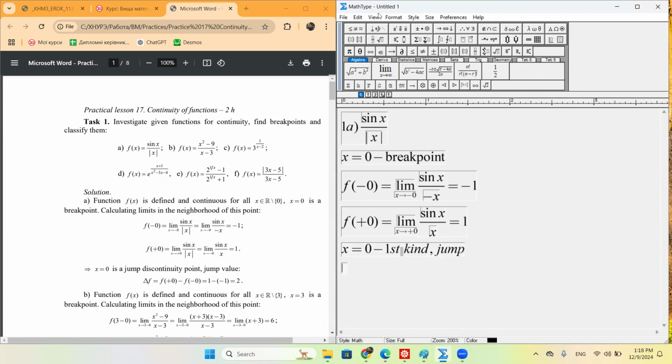And also we need to calculate this jump value. Basically, we subtract the value on the left from the value on the right. So f of plus 0 minus f of minus 0, and the value is 2. Any questions for now? No questions. Okay, let's move on.